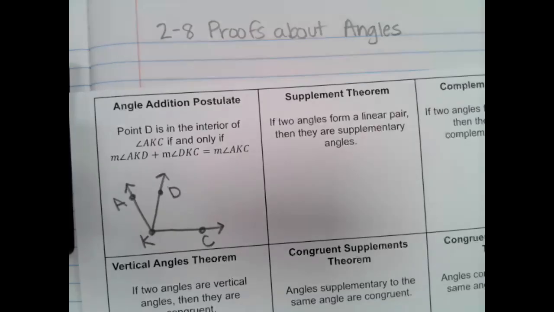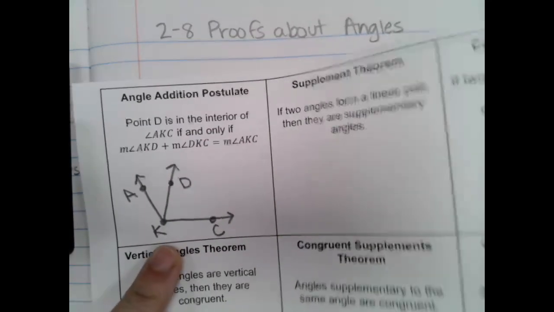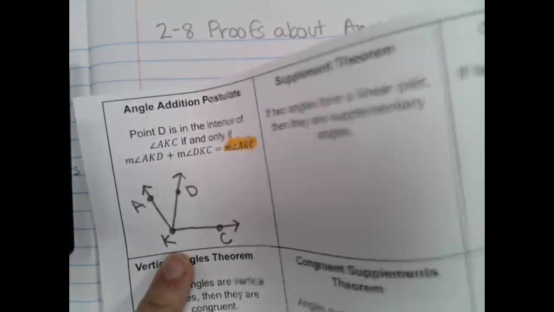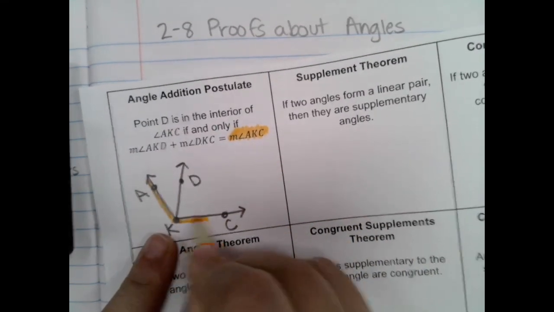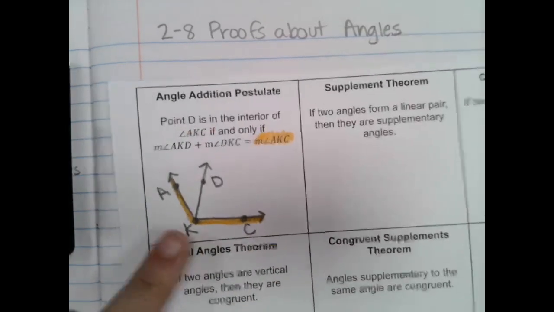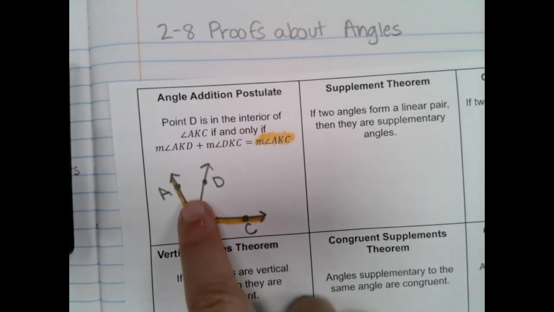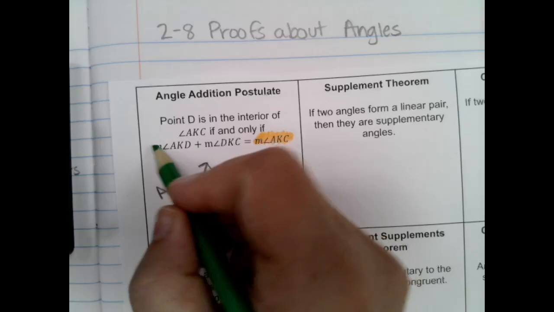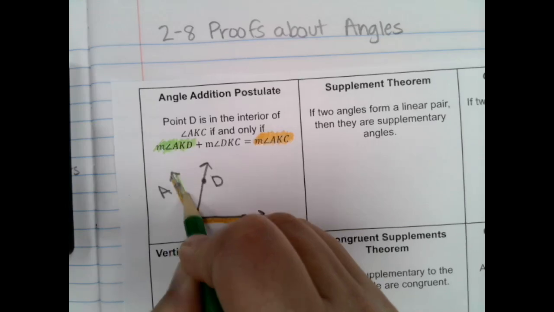All right, so as we take a look at this first one, I have AKC is my overall angle. I'm going to do that one in orange. So I have A to K over to C. And really what this is just saying is if I have 2 angles that are next to each other, when I put them together, it's going to equal that whole thing. So if I have AKD, I'll do that one in green. So that's this first angle, A to K to D.